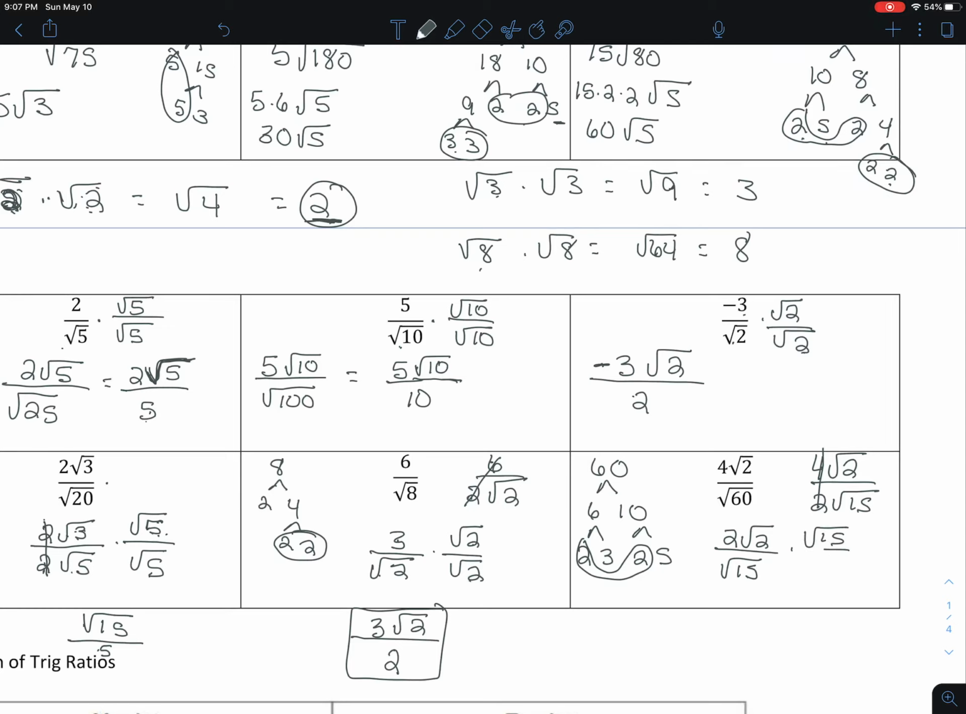I rationalize that. I get radical 15 over radical 15. People inside the house can talk to each other, so these two can multiply together. I get 2 square root of 30 over 15. And that's all I can do with that, because I can't simplify that because people in the house do not talk to people outside the house. So that's the answer. All right, so that is multiplying radicals, and rationalizing radicals.